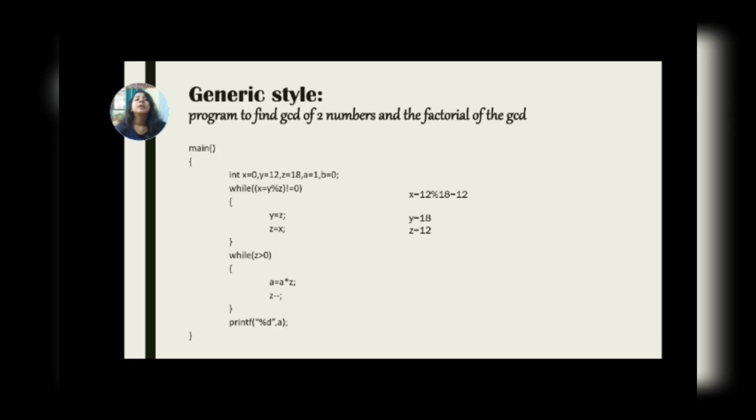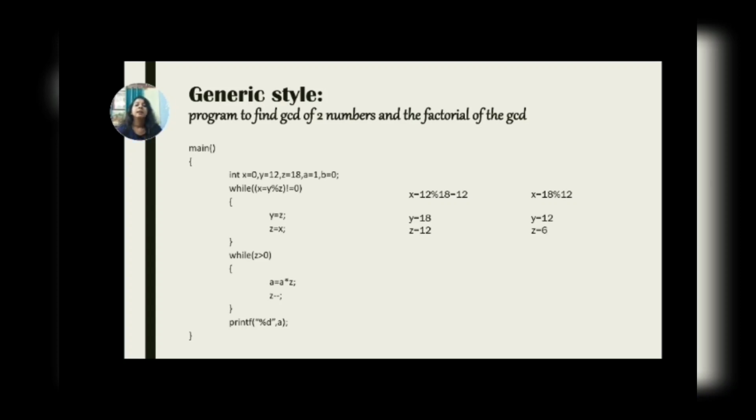Then the while loop is executed again. This time, X is assigned the value of 18 modulo 12, which is 6. And Y is assigned the value of Z, which is 12 in this case, and Z is hereby assigned as 6. Now, if you look into it, the next while loop won't be executed. Why is that? Because in the third case, X becomes Y modulo Z, which is ultimately 12 modulo 6, which gives X the value 0. This while loop is executed only if the value of X is non-zero. So the third time the while loop won't be executed.